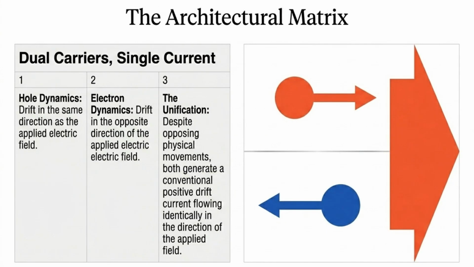In semiconductors, both holes and electrons act as carriers. Holes drift in the same direction as the electric field, while electrons drift in the opposite direction. Both movements contribute to a single, conventional positive current.